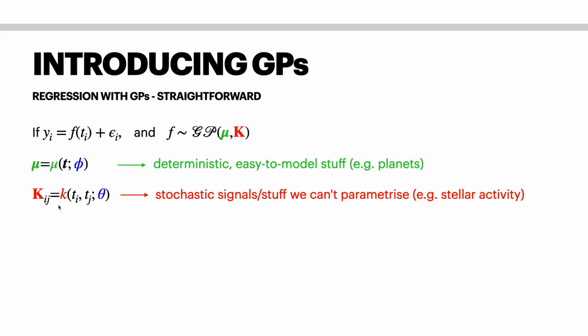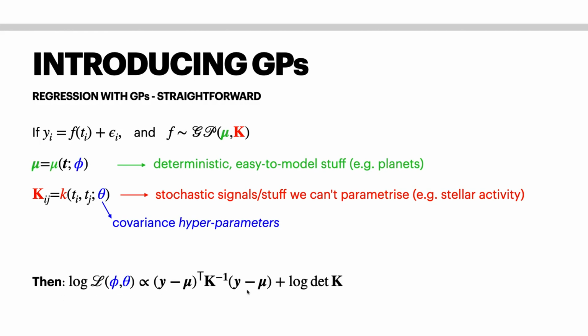The covariance, on the other hand, is the beating heart of any GP regression, and this controls the properties of the unknown functions we want to model. This would usually be stochastic signals and or anything we don't know how to parameterize, for example, stellar activity. The covariance will usually depend on a small number of so-called hyperparameters which control the properties of the functions that we can describe. Now, once you've specified your mean and covariance functions, it turns out you can write down this very straightforward log likelihood for your data, given parameter and hyperparameter values.